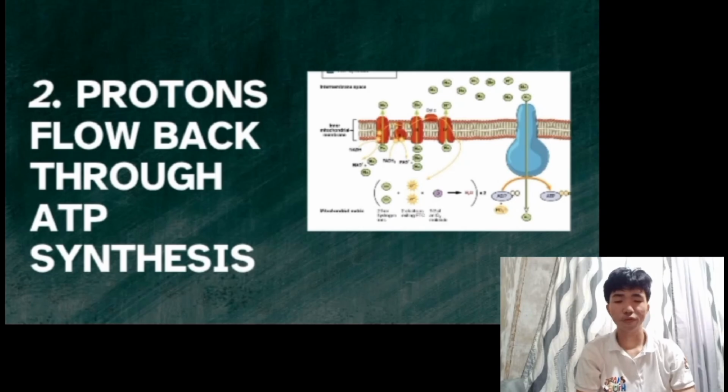Next is proton flow back through ATP synthase. It shows how protons flow back through ATP synthase in mitochondria to make ATP or energy. The electron transport chains create a high concentration of protons in the intermembrane space. ATP synthase acts like a channel, allowing protons to flow back into the mitochondrial matrix, and this flow drives the production of ATP.